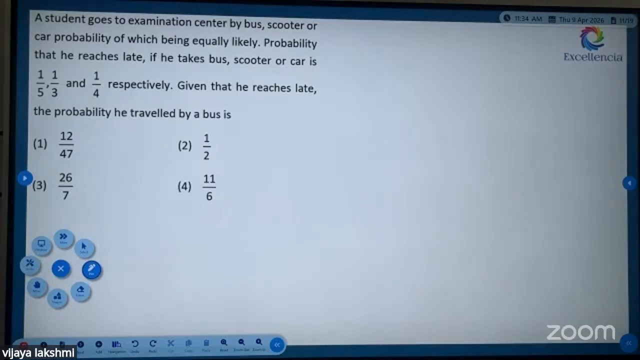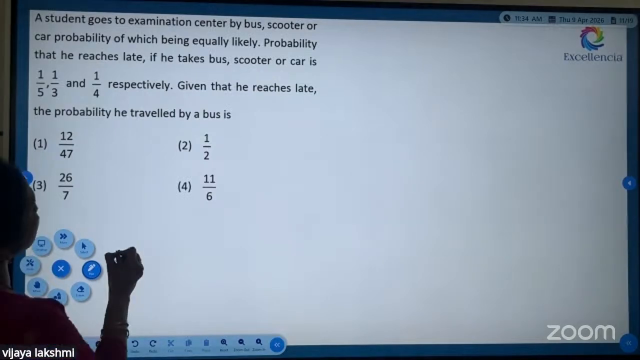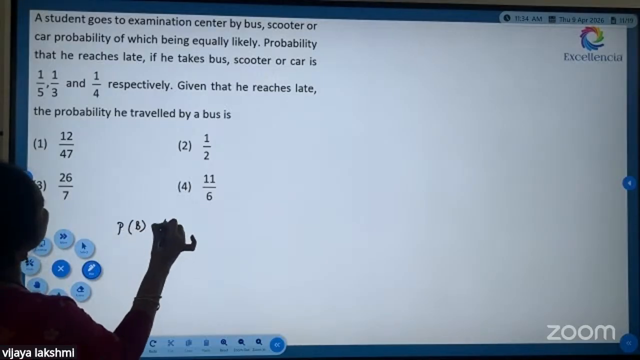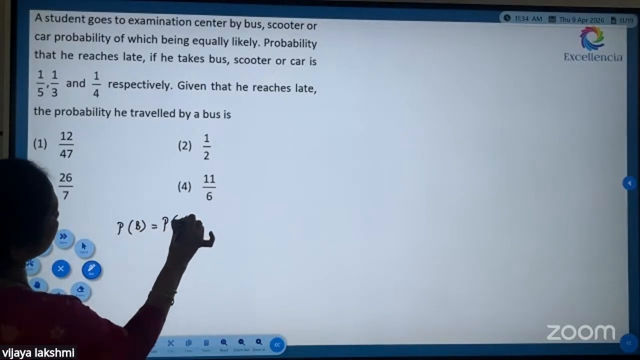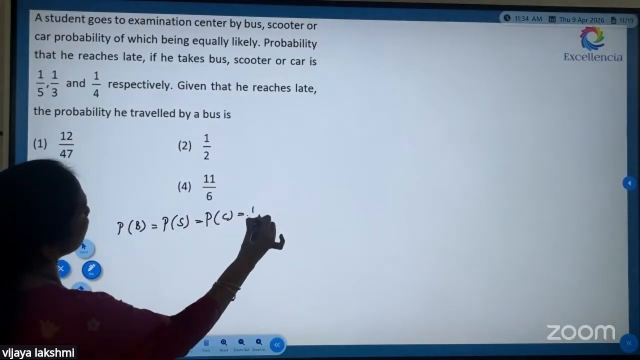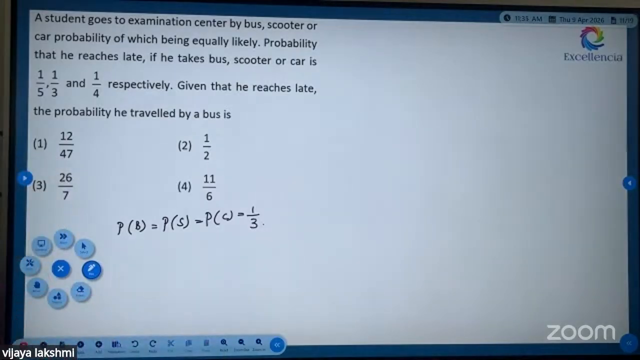Next, a student goes to examination center by bus. This is from probability, directly they given from just Bayes theorem we can. A student goes to examination center by bus, scooter or car, no condition they given. He is going by bus or scooter or car. See, both are equally probable, they given. That's why 1 by 3 we will consider it.